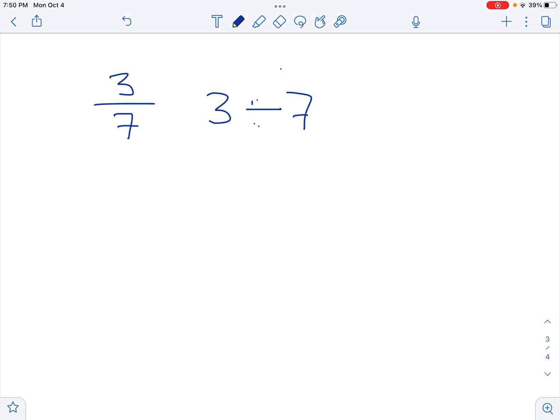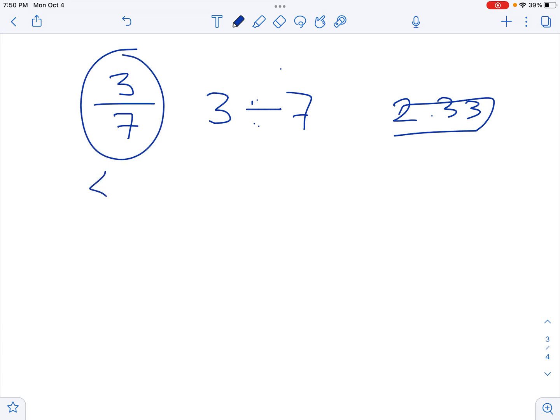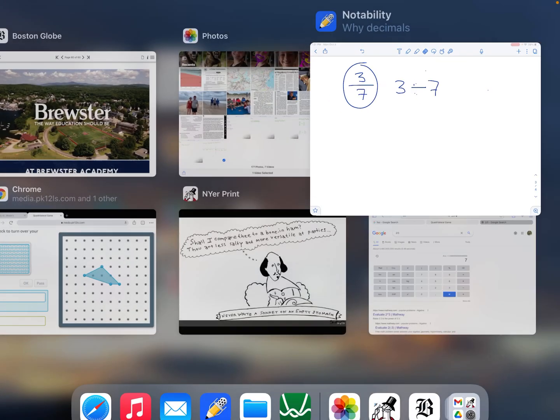One way to think about that, let's say I did do 7 divided by 3, I would get a number like 2.33, etc. That's bigger than 3/7. 3/7 is less than 1. This is more than 1. So that's one way to tell you did it wrong. That's sort of the gut check that you made a mistake. But what I want to do is 3 divided by 7. So let me do that.